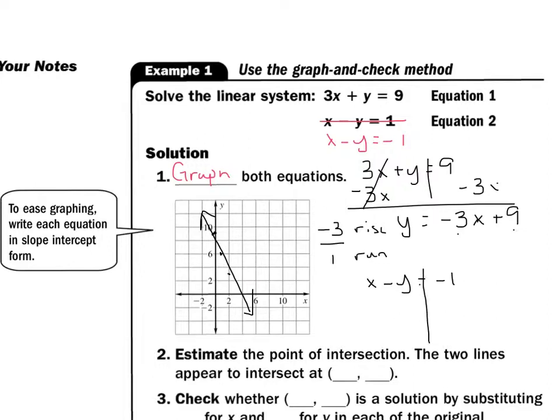I have to do one more step on this one. I need to subtract that x from both sides. Okay, so they're gone. But I still have a negative y, and again I'm going to put my x first, equals negative x minus 1.